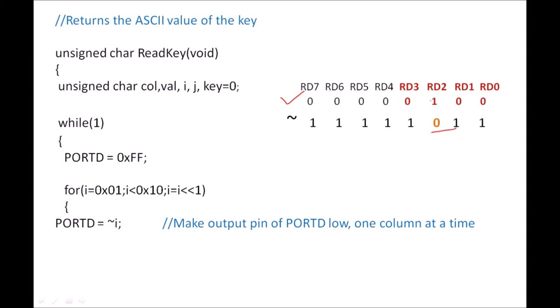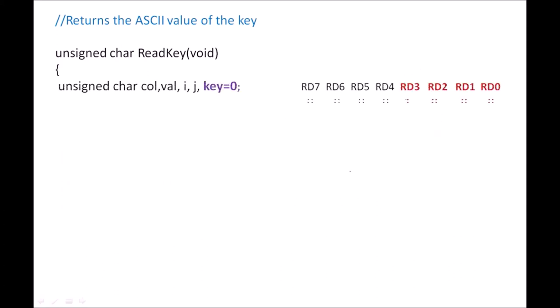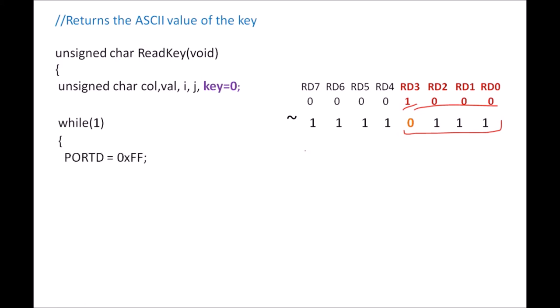So if the key of this row is not pressed by the user, we have to send logic 0 on RD3. For that, again, we'll shift I by 1 bit in the left direction. So we'll get this data. We are complementing it, so we are now sending this data on the port. This is how, by shifting this I in the left direction by 1 bit, we can make one row 0 at a time. So we'll send 0 here first.